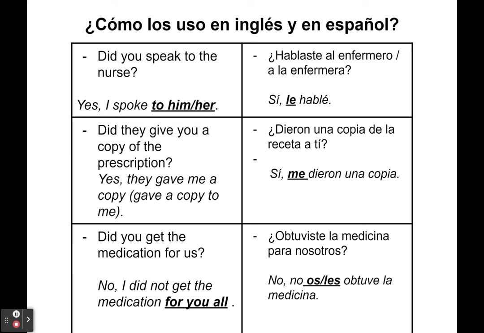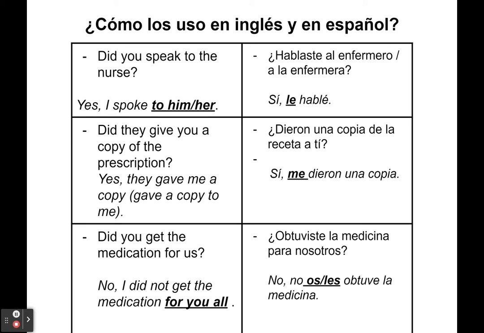And of course, just like in English, you want to answer by saying yes, they gave a copy to me, or they gave me a copy. Because if I'm asking, did they give something to you? Well, yes, they gave it to me, or no, they did not give it to me. So your answer is sí, me dieron una copia. Yes, to me, they gave a copy.